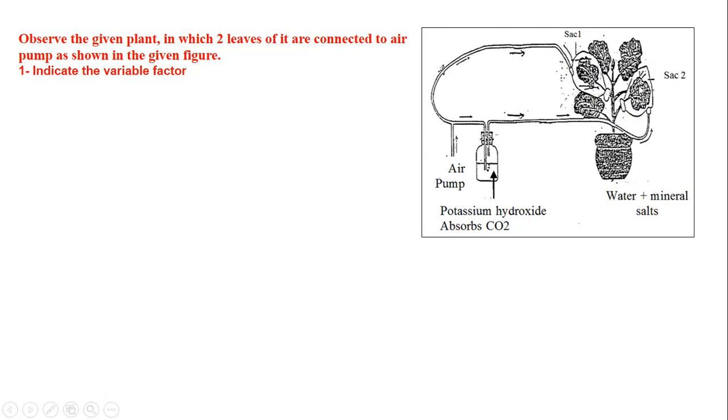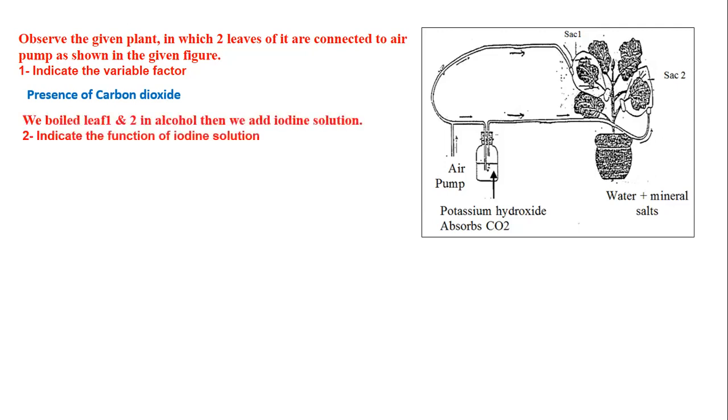Concerning the plant, all the conditions are favorable concerning water and mineral salts. Indicate the variable factor. This is question number 1. Comparing sac 1 and sac 2, sac 1 is connected to the air as it is, and sac 2 is connected to the air devoid of carbon dioxide, since potassium hydroxide absorbs carbon dioxide. So the presence of carbon dioxide is the difference or the variable factor between the two states.